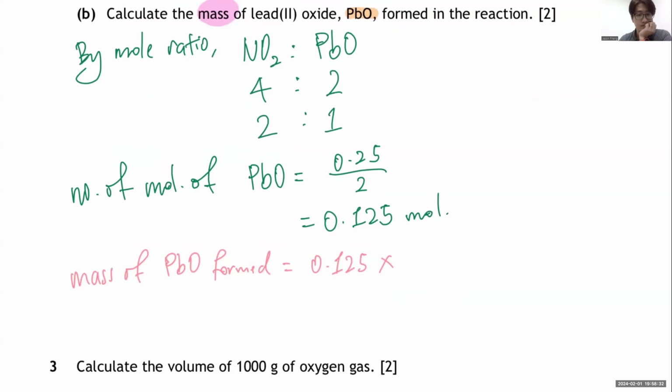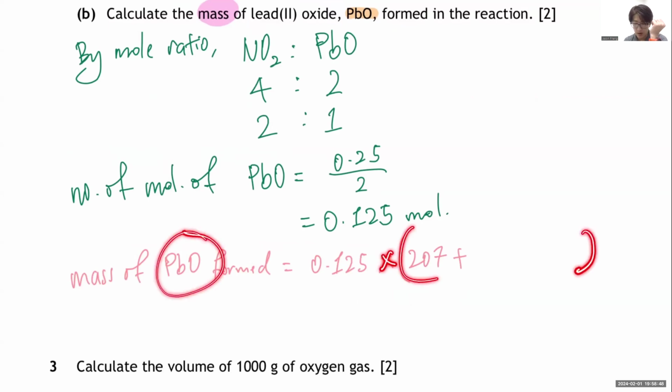Does this spreadsheet have a periodic table? 207. Okay, so make sure you get your brackets out, because for multiplication I want to make sure I multiply the whole thing. So PbO is 207 plus what? O is 16.